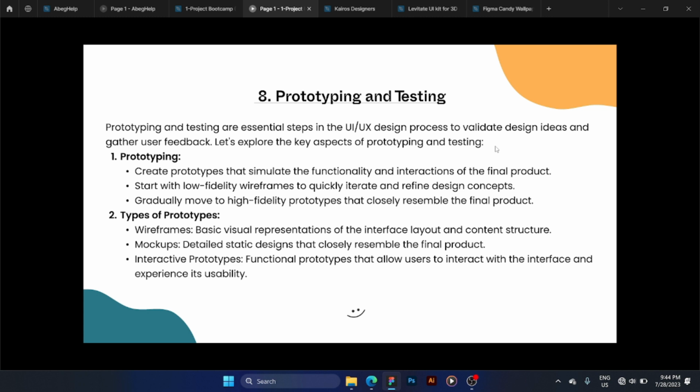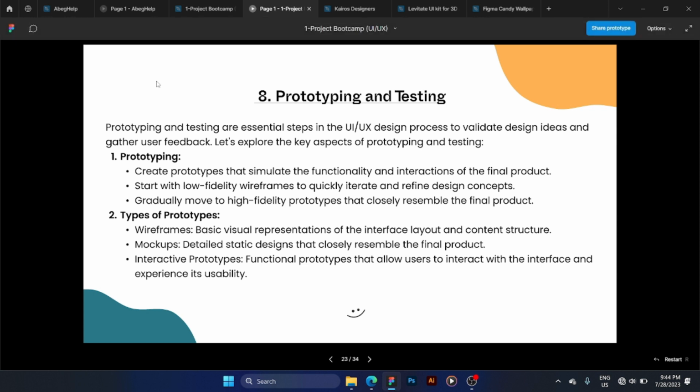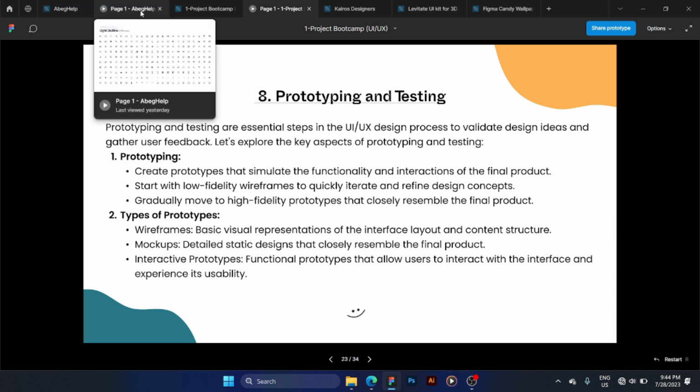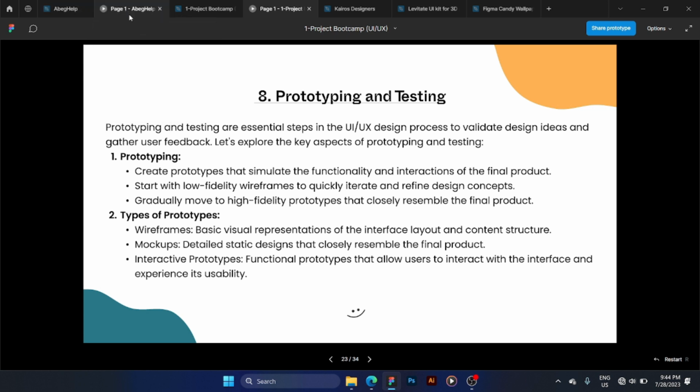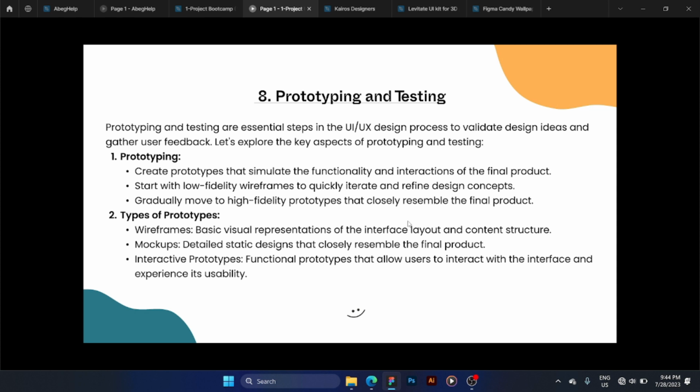So what is prototyping? Under prototyping, we create prototypes that simulate the functionality and interaction of the final product. Prototyping is you are trying to show the processes and the functionalities of how the product should work. Let's say for example, for this project I'm actually working on, I've done a number of animations there just to show the developer that this is how I want the project to actually look.